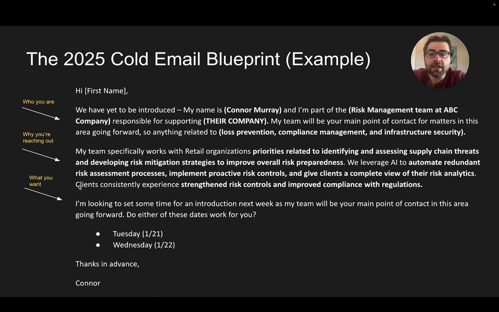So one thing I added here too, clients consistently experience strengthened risk controls and improved compliance with regulations. You can take that out if you want. That's optional. I think the most important, and this is why you're reaching out, is what priorities you focus on. So identifying and assessing supply chain threats, etc., and how you solve them. We leverage AI to automate redundant risk assessment processes, and so on. And then I just say be careful with this one. The last line, you can deliver what outcomes clients or customers tend to experience.